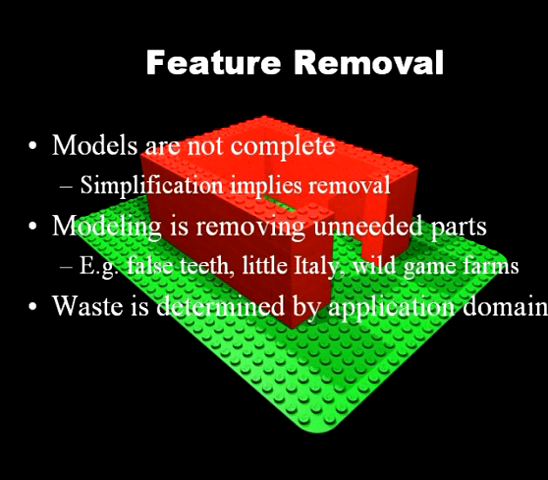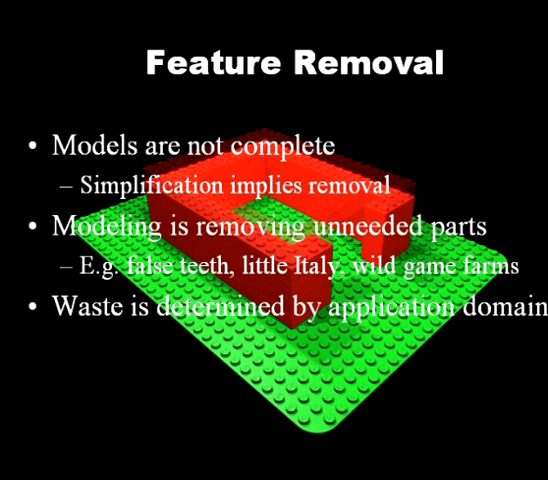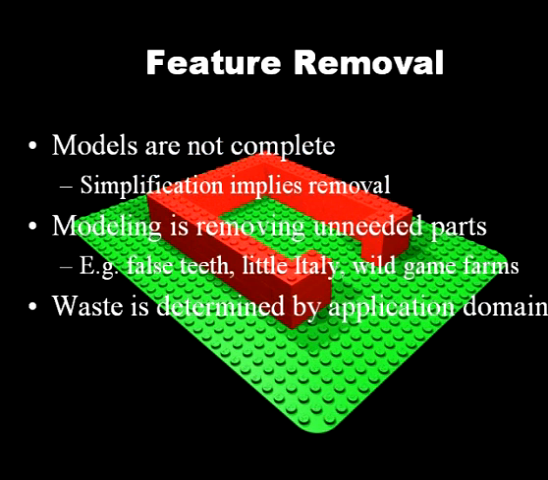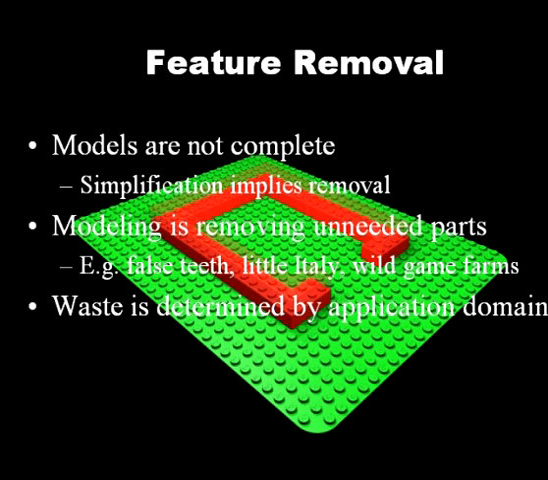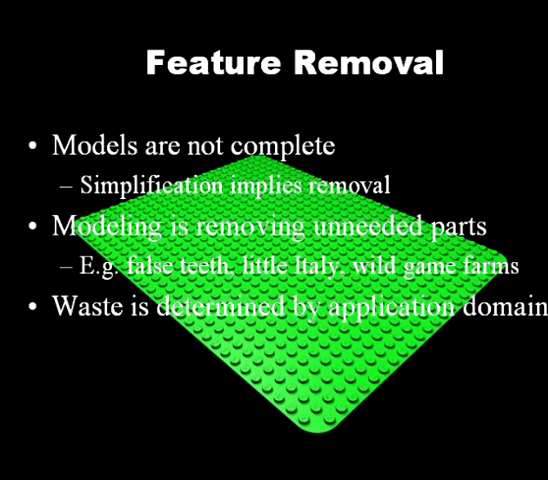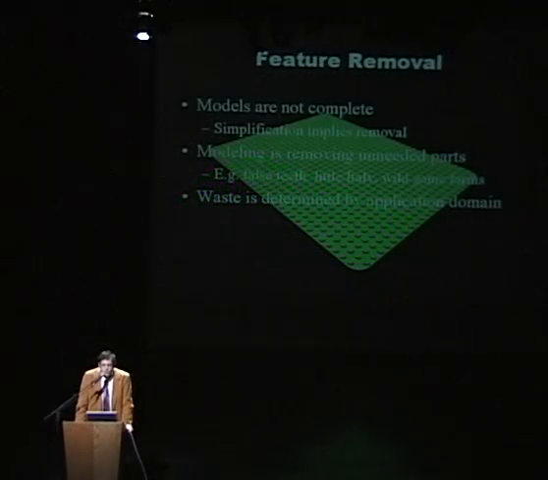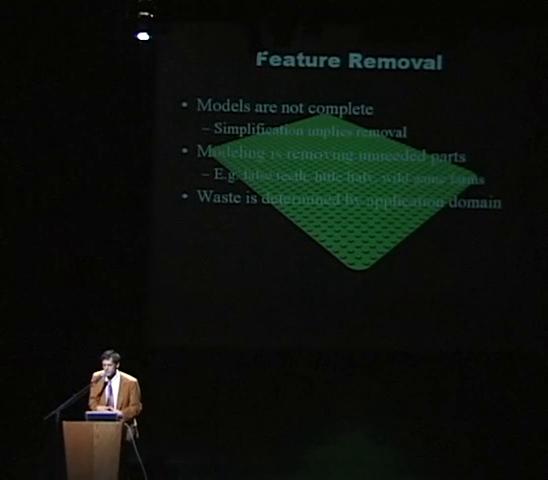And how do you decide what to remove? You remove the parts that are unneeded for your particular application domain. So if you think of false teeth, for example, as a model of real teeth, when you're making false teeth, it's not necessary to include all the things that real teeth have, like plaque or cavities. I don't know, maybe false teeth have plaque, but they definitely don't have cavities, and they probably don't make the same noises when you click them together.